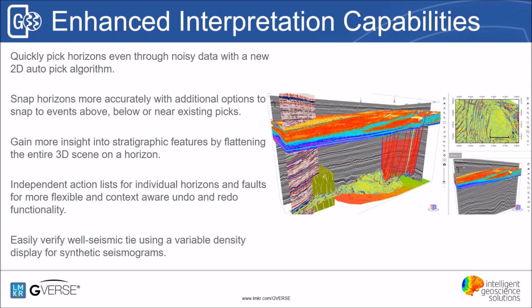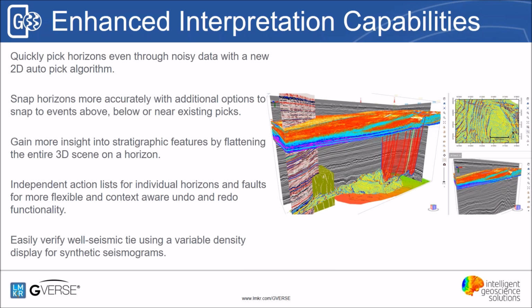We have a new 2D picker that relies on correlation and is very useful when picking through noisy data and across faults. It works by computing the correlation across multiple paths and then choosing the one with the most correlation, and I will talk more about this later. We've also improved our horizon snapping ability so that you can snap an entire horizon to the nearest event or the first event above or below existing picks. You can now flatten the entire 3D scene along the horizon to get a better idea of your stratigraphic features.